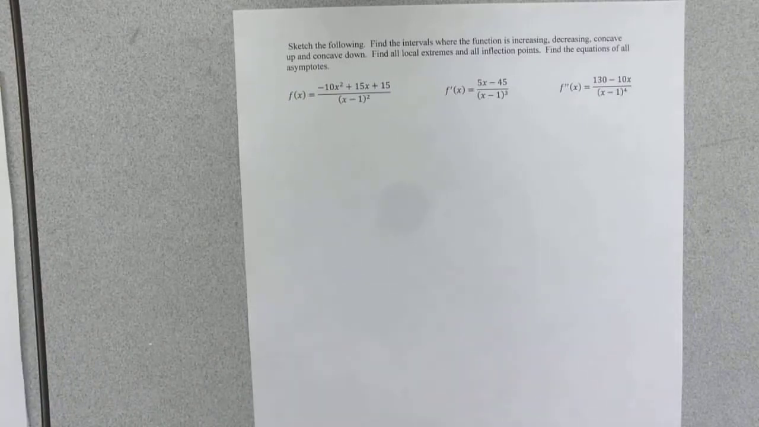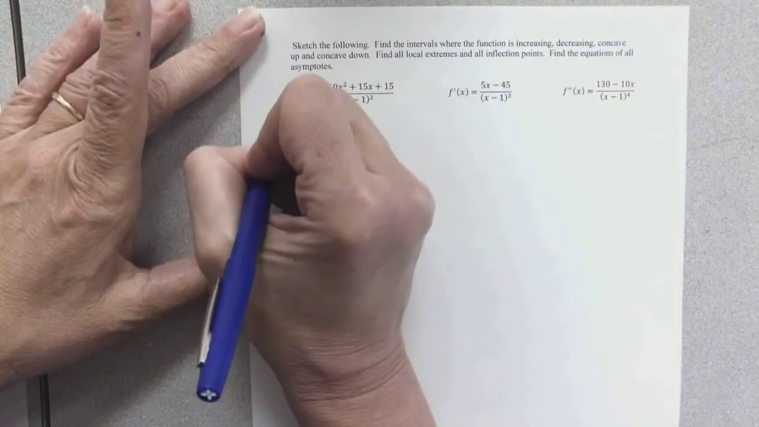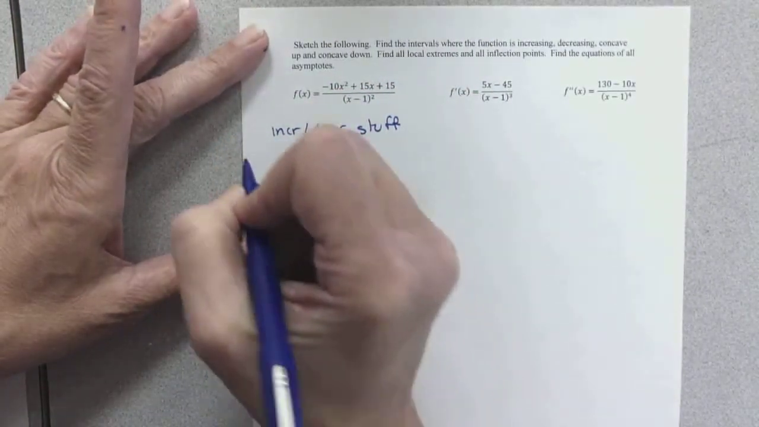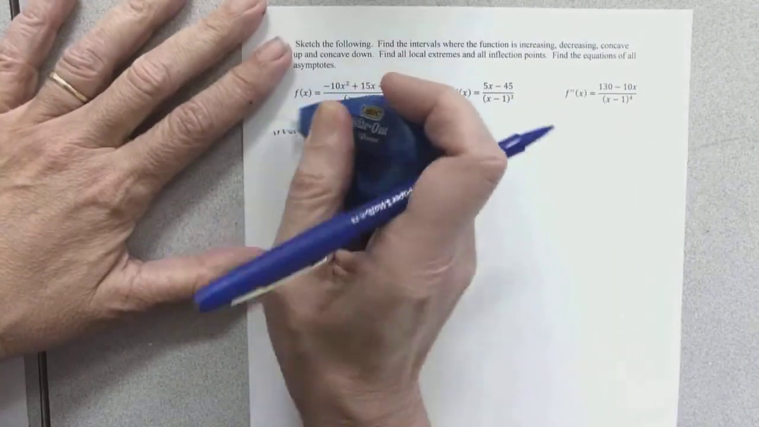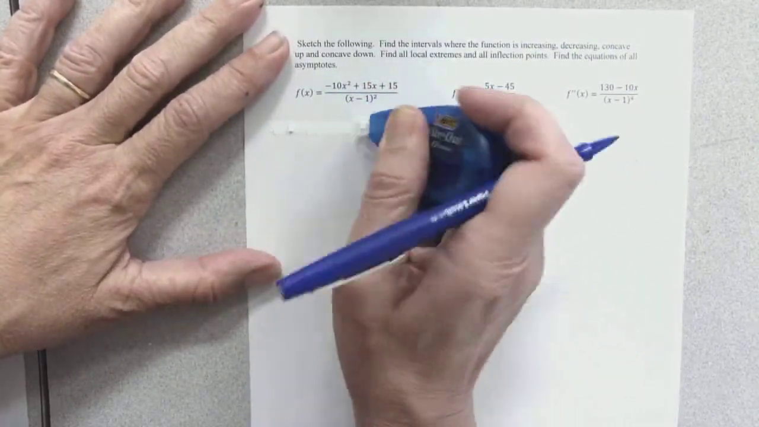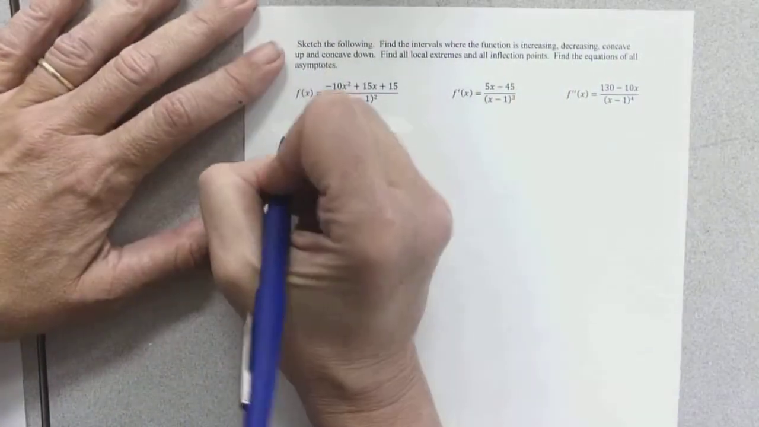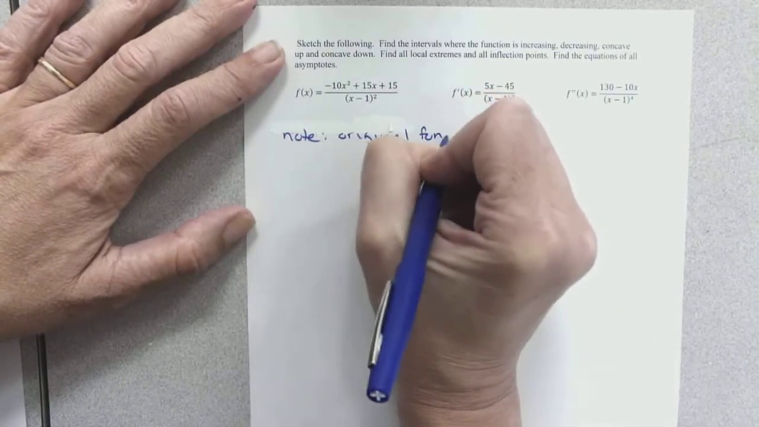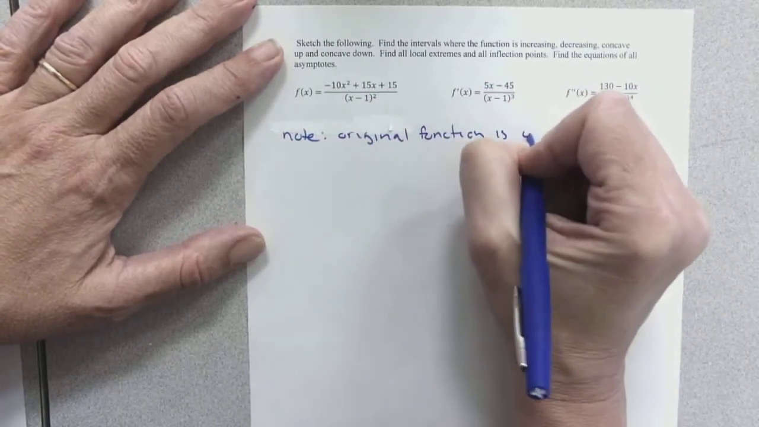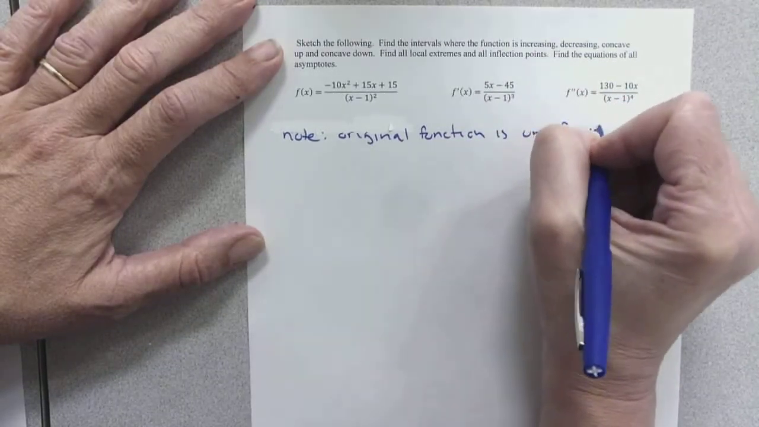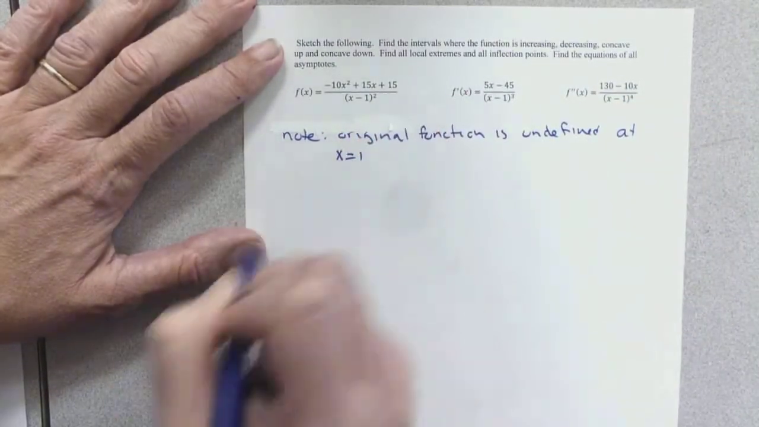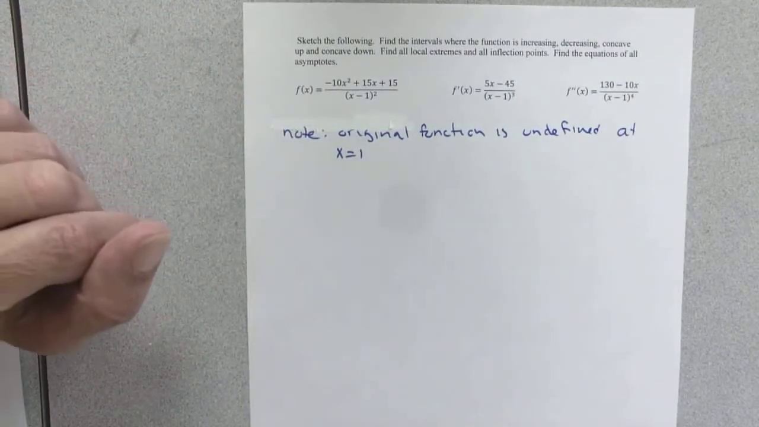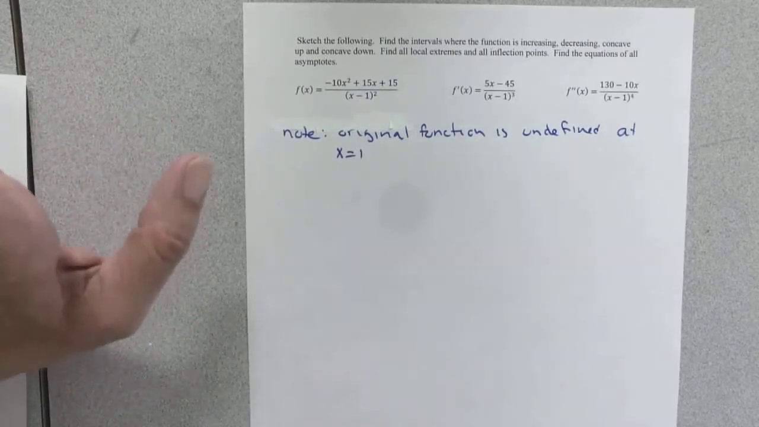So let's start this. We're going to start with the increasing, decreasing stuff. Before we do that, yes, we will start with that, but I want to say one thing first. Note, the original function is undefined at x equal 1. And if I put 1 into that original function, my denominator is going to be 0, division by 0, horribly, horribly bad.